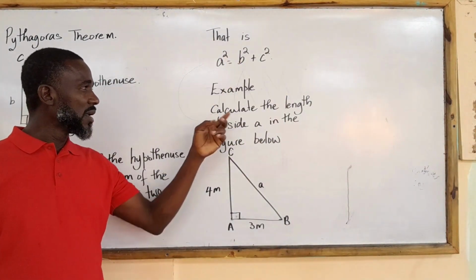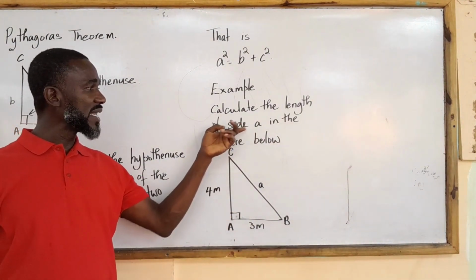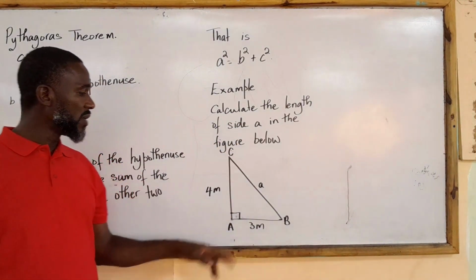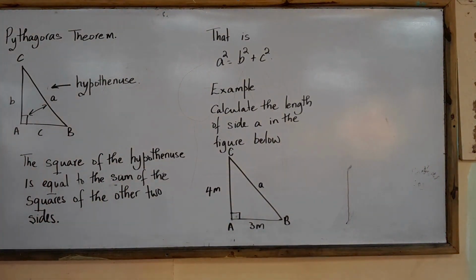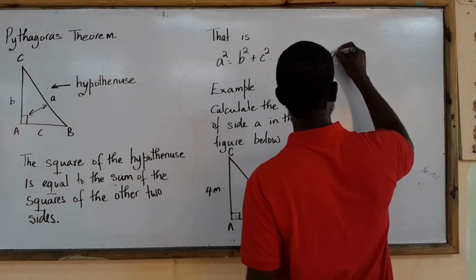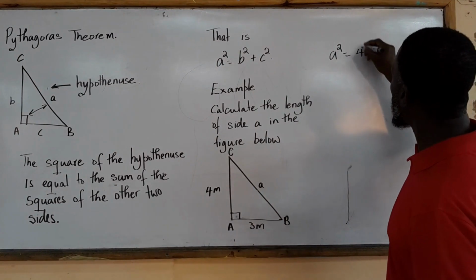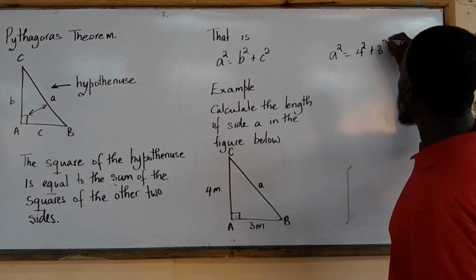Let us apply this concept and look at this question here. It says calculate the length of side A in the figure below. Pythagoras theorem says that the square of the hypotenuse is equal to the sum of the squares of the other two sides. So A squared is equal to 4 squared plus 3 squared.